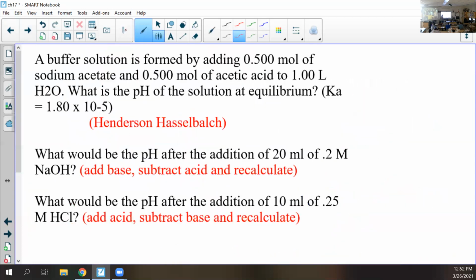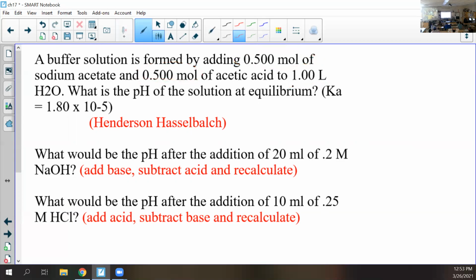So here we go. All right, so a buffer solution is formed by adding 0.5 mole of sodium acetate to 0.500 mole of acetic acid in 1 liter of water. Be careful on these, by the way. This gave you moles. We really want to deal with it in molarity, but we'll be okay because this one's in how much volume? 1 liter. So this one we can get away with, but double check. It doesn't usually screw your life over that way, but it certainly can.